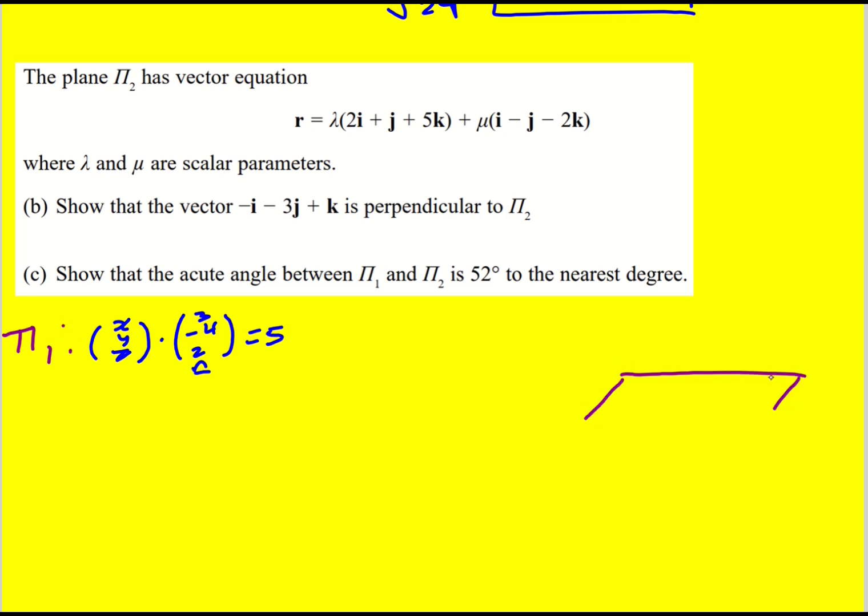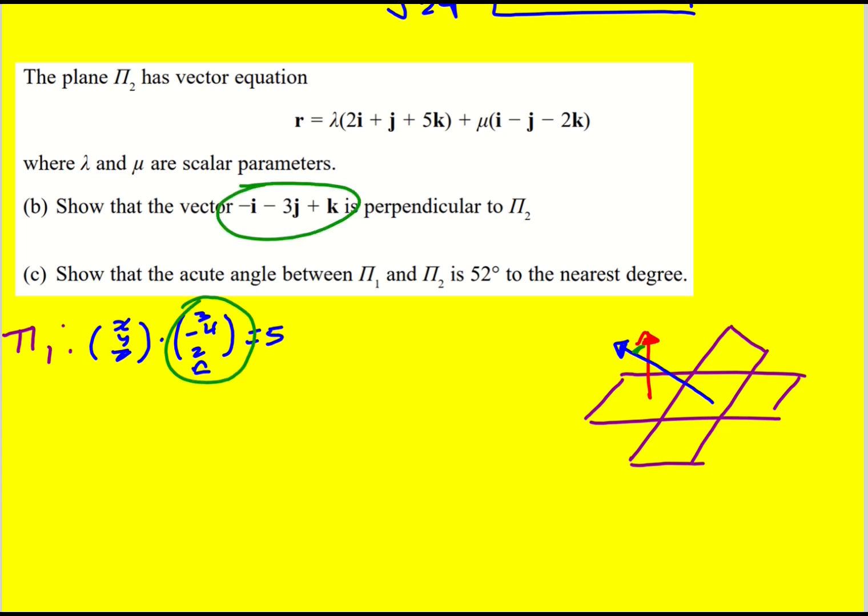Okay, so we've got a plane, and then we've got another plane, and we're somehow trying to find the angle between them. But here's the thing. We know that the normal is perpendicular to that plane, and we've got another normal that's perpendicular to the other plane. They're both at right angles to the plane, so the angle between the planes is going to be the same as the angle between the normals. Incredible. So now we can just focus on this and this. Find the angle, and that will be the same as the angle between the planes. We have to make sure it's acute. If it ends up being obtuse, we'll just do 180 minus.